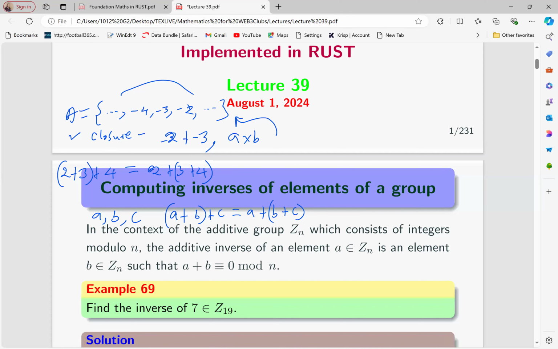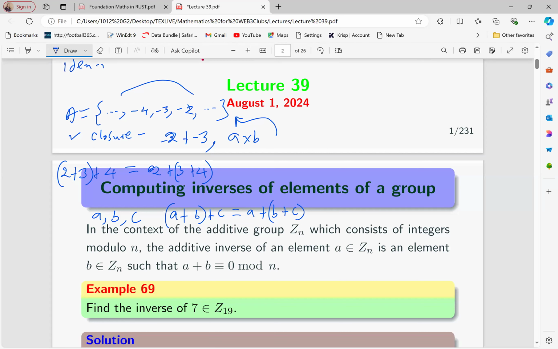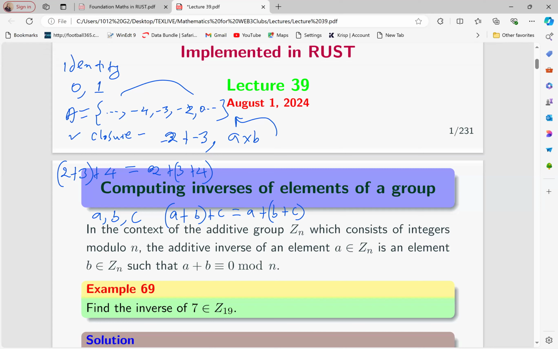Now the other property, and that is what we'll be looking at today, is that every element must have an inverse. And the other property is that the set must have the identity element for it to be a group. Under addition, the identity element is 0. Under multiplication, the identity element is 1. So for instance, if this set has a 0, it can be considered as a group under addition because the identity element is there. Under multiplication, the identity element is 1. So we looked at multiplicative groups.